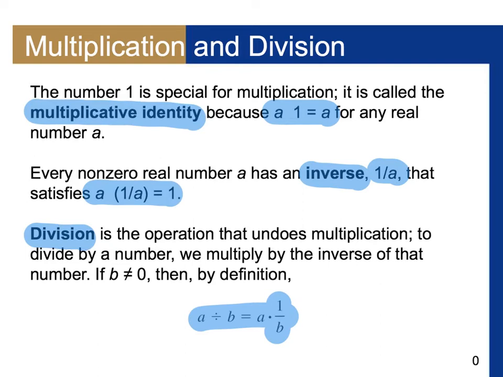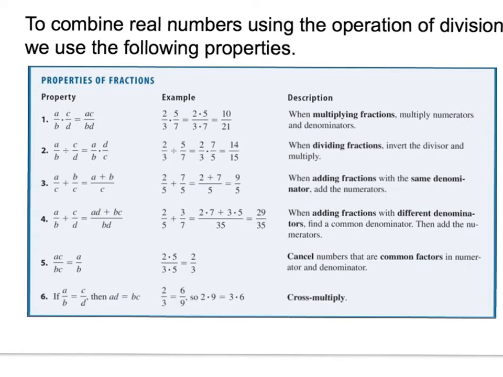Now b can't be 0 there. So here are some properties of fractions. When we're multiplying fractions, we don't need a common denominator. We can just multiply the numerators, a times c, and multiply the denominators. So 2/3 times 5/7, we don't need to use 21 as a common denominator. We can just multiply these two. 2 times 5 is 10, 3 times 7 is 21, and there's our answer. Simplify your fraction if you have to. In this case, we don't.